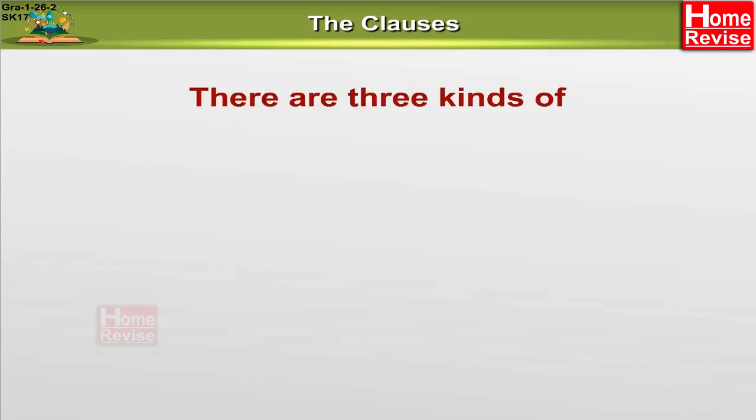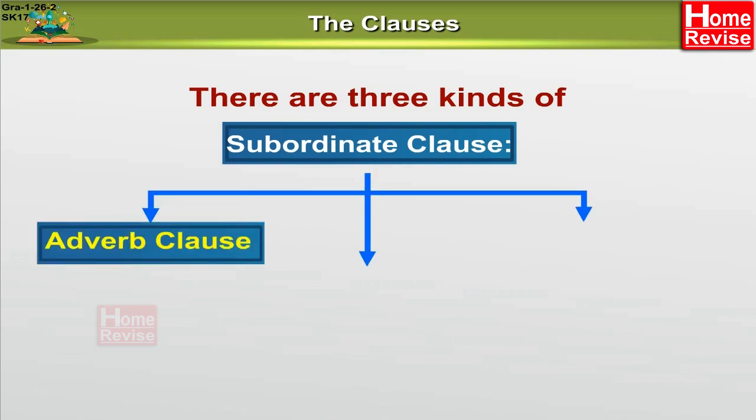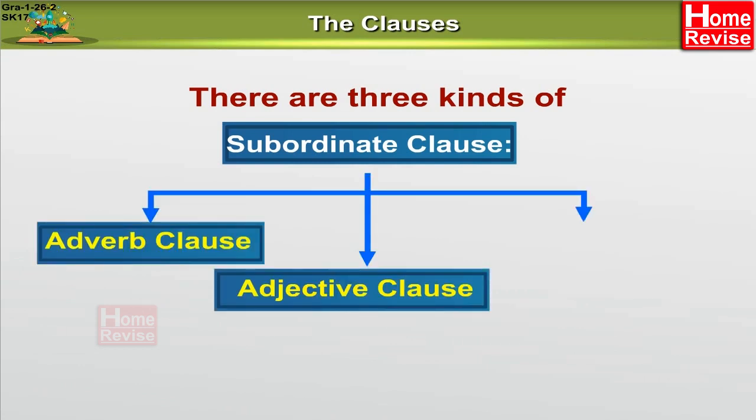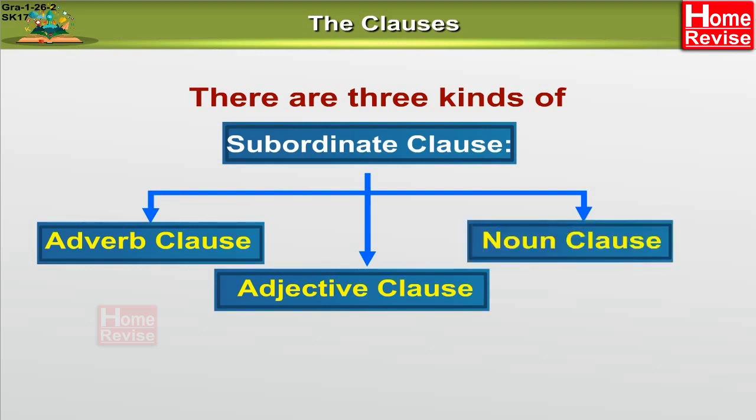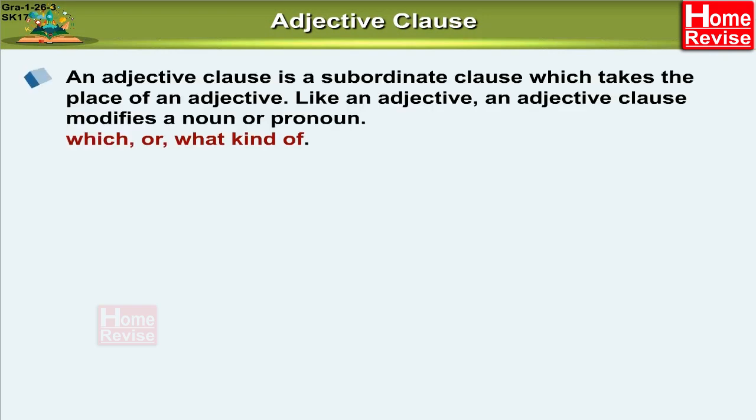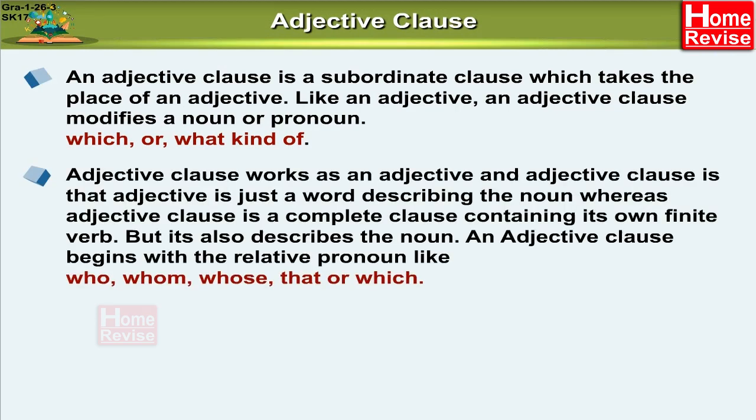There are three kinds of subordinate clauses: adverb clause, adjective clause, and noun clause. Adjective clause. An adjective clause is a subordinate clause which takes the place of an adjective. Like an adjective, it modifies a noun or pronoun, answering questions like which or what kind of. So please understand, children, an adjective clause works as an adjective. It always describes the noun.